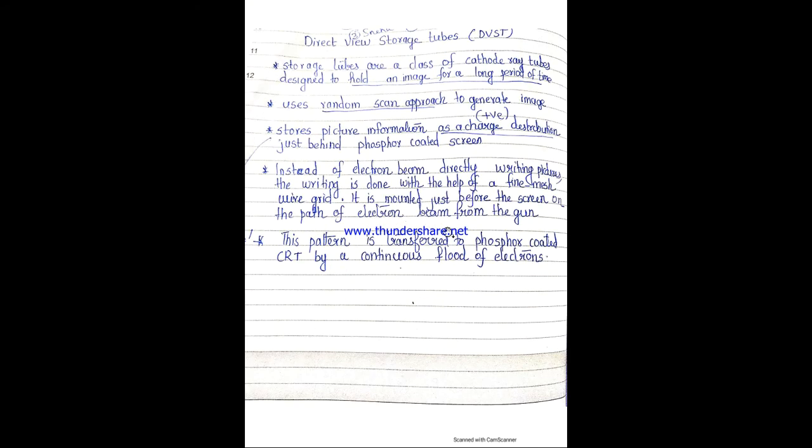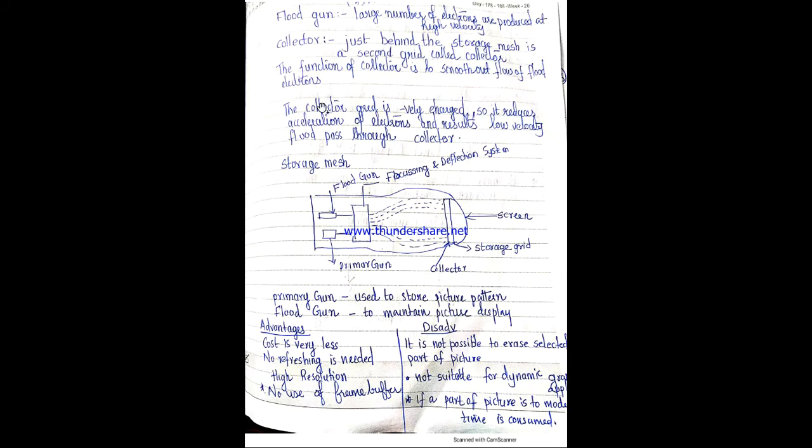Next, this pattern is transferred to the phosphor coated CRT by a continuous flood of electrons. In the DVST tube, you can see two electron guns. One is the primary gun and the other is the secondary gun, which we call the flood gun. With the help of this flood gun, the pattern is transferred to the phosphor coated screen. The primary gun is used to store the picture information, and the flood gun is used to maintain the picture information.